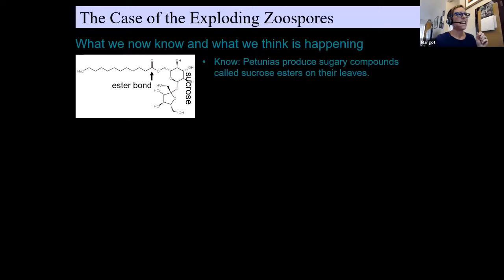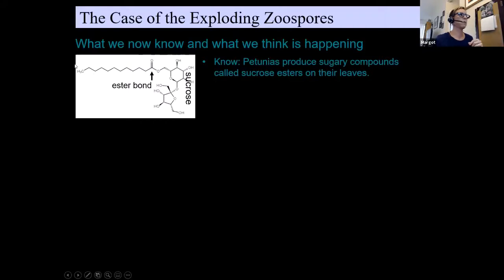They're called sucrose esters because we have a sucrose, and then we can have a bunch of things that can attach to that sucrose via a bond that we call an ester bond. So that's where the sucrose ester comes into play. Now, what's attached to that sucrose can vary a little bit, but we know that in petunias, a lot of times what's attached to this sucrose is one or more fatty acids.